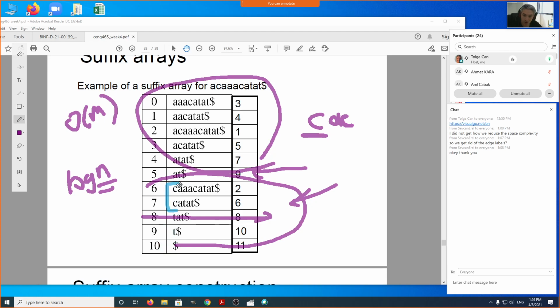For example, here C occurs in the indices between 6 and 7. So by binary searching C in this array in log n time, maybe performing 2 binary searches for upper and lower bound, I'm going to find this interval 6 to 7. So all the suffixes from 6 to 7 start with a C. And then I'm going to perform another search, so it's actually log n times m times log n. Another logarithmic factor is coming into our search.